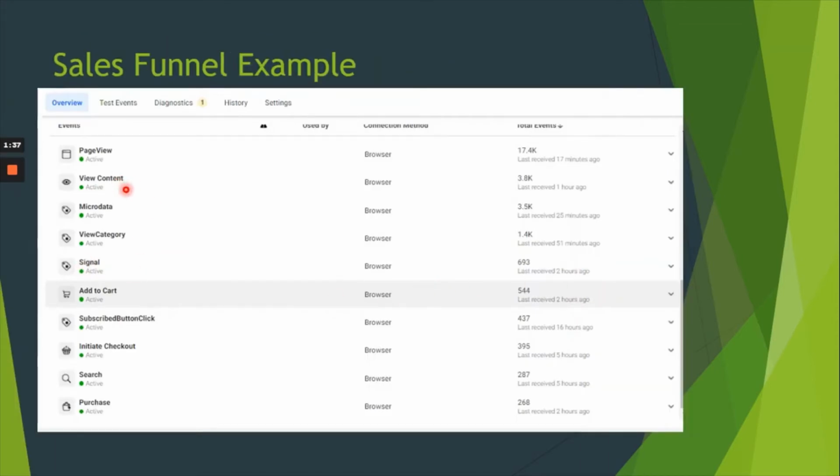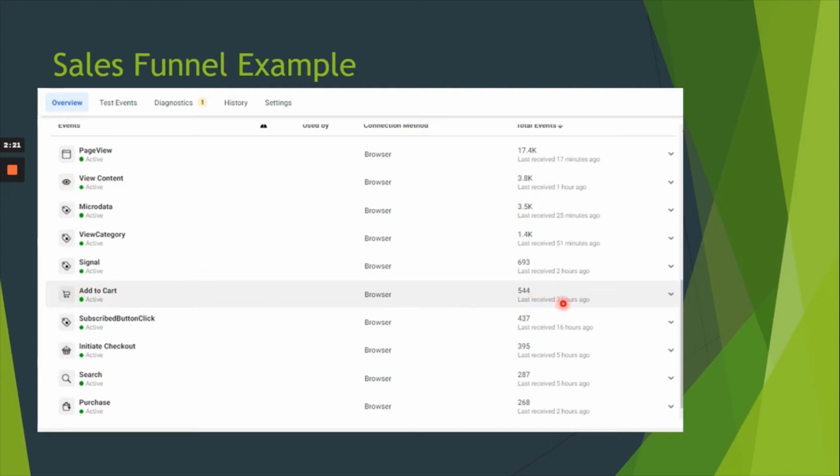So if you can take a look at this screenshot of my pixels, you can see the view content basically means the product page. Okay, so you can see the number of the people. There are 3.8 thousand people who visited the product page. Okay, and then if you go to the add to cart tab, you will see that only 544 people out of those 3.8 thousand people added items to their cart. Okay, and you can see the number is very small as compared to the number who visited the product page. So then what happened after that?